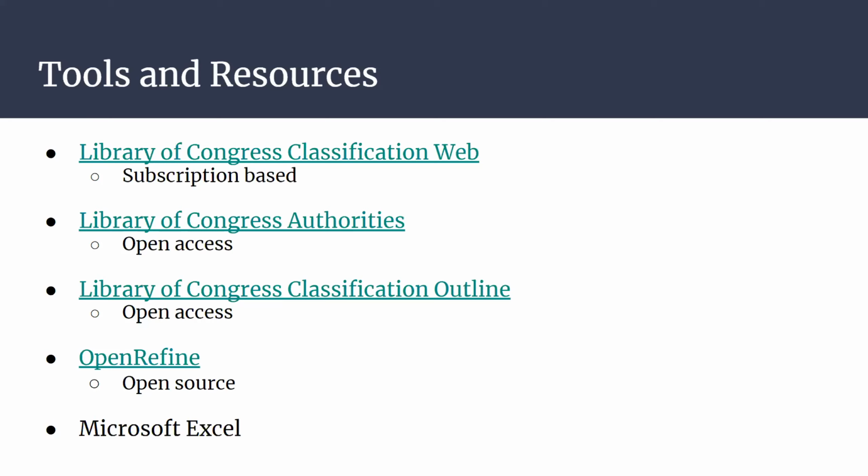The Library of Congress Classification Outline provides a list of letters and titles for the main classes of LC classification. Clicking on any class produces a list of subclasses and their associated call letters. This outline is not as robust as the one available on ClassWeb, but for the purposes of this project, a more generalized hierarchy does suffice. OpenRefine, as discussed earlier, is a free open source tool that can be used to clean up unruly sets of data.